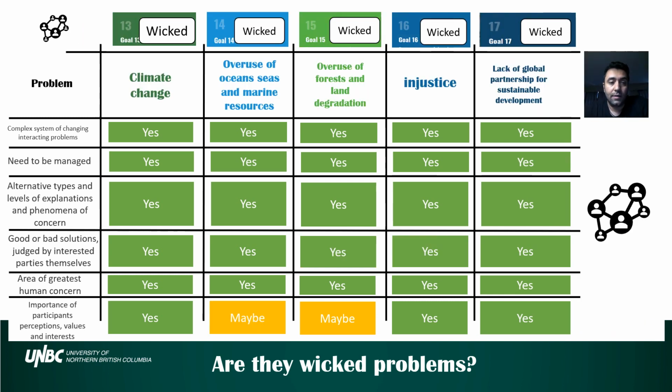Also, you can see the climate change. It is absolutely a wicked problem. The overuse of oceans, seas, and marine resources is a wicked problem as well, and overuse of forests and land degradation, as well as injustice, and the most important one, lack of global partnership for sustainable development, are wicked problems due to the 6 parameters which are defined here.